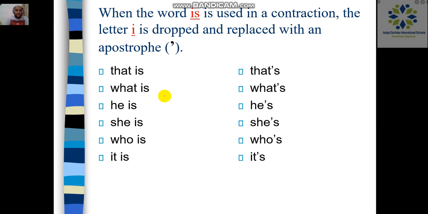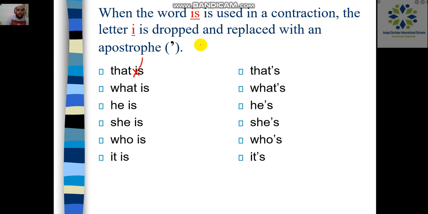Then here we have "is", which is going to drop the I, and we're going to replace it with an apostrophe. So "that is" is going to be "that's", "what is" is going to be "what's", "he is" is going to be "he's", and pay attention to this whenever we have a dictation, because we have "his", the possessive pronoun, and "he's", which is "he is". "She is", "she's"; "who is", "who's"; and "it is", which is "it's".